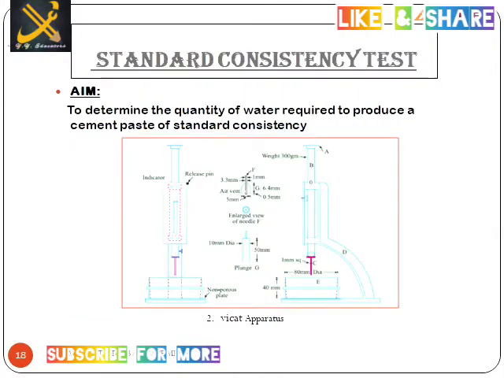Now standard consistency test. To determine the quantity of water required to produce a cement paste of standard consistency. So the standard consistency test is especially to find out the water requirement to produce a cement paste of standard consistency. We use the Vicat apparatus to find it. This is the Vicat apparatus and its components.